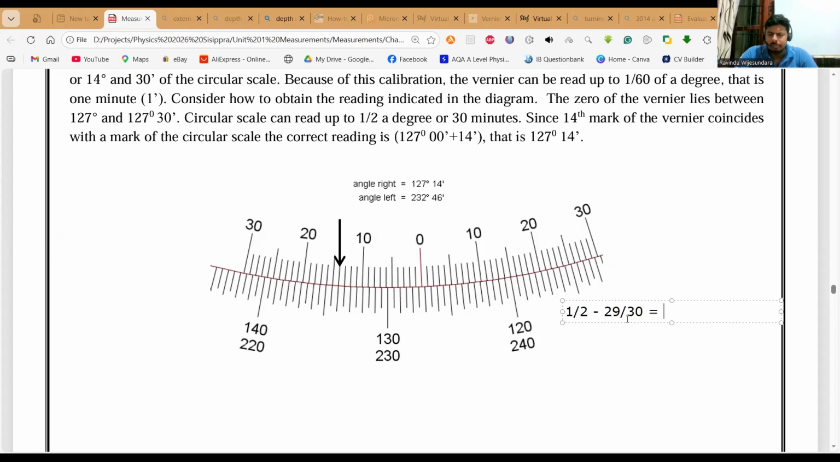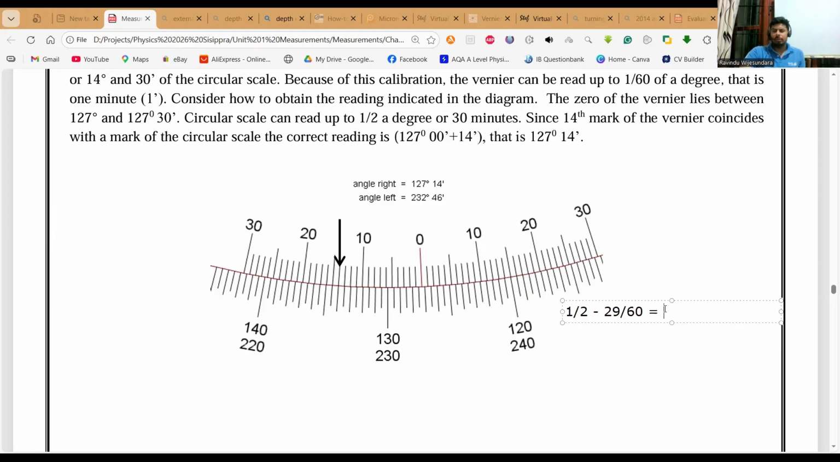Yes, then you can take the common base, then you have 2 and 30 is there, 29 divisions, right? 29 half degree divisions. So this has to be again divided by 2, which is giving you 29 over 60.